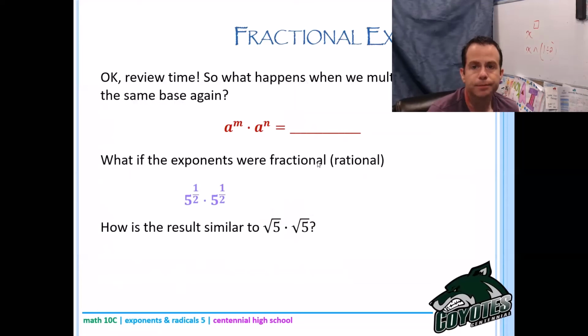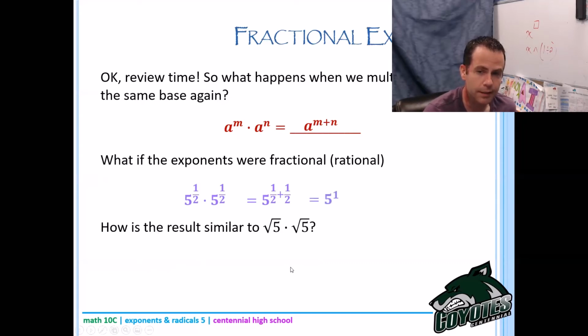So what happens when we multiply powers of the same base? Well, when we multiply powers of the same base, we add the exponents. So this would become a to the m plus n. So what if the exponents were fractional? Well, we do the same thing. We would just add the exponents, 1/2 plus 1/2. How is the result similar to root 5 times root 5?